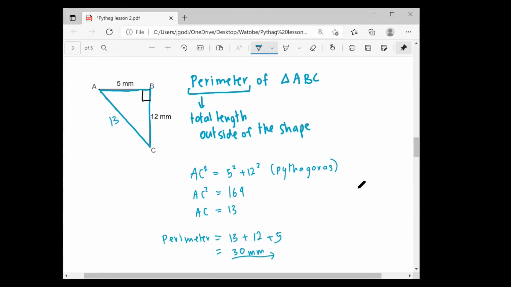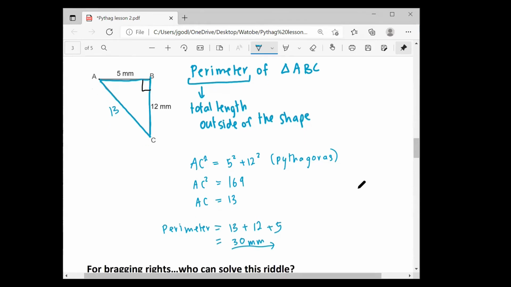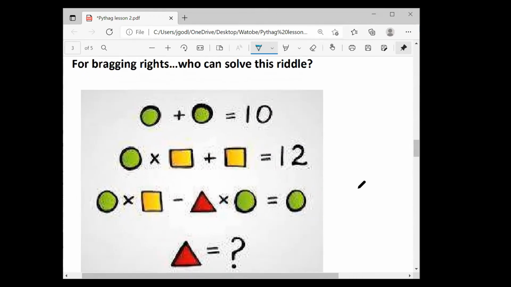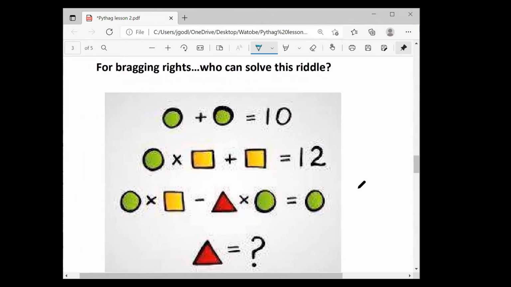If you're feeling good with this one, I'm going to give you a slightly harder one. But you know what I'm going to do? I'm going to give you a question before we get into the next one. This is just for bragging rights. Let's see who can solve this riddle first. I want to know what number that red triangle is equal to. Let's see who can figure this out. So the circles are equal to something, the squares are equal to something, and the triangle is equal to something. And I want to know what that triangle is equal to. First person to get it right gets bragging rights for the rest of this lesson.